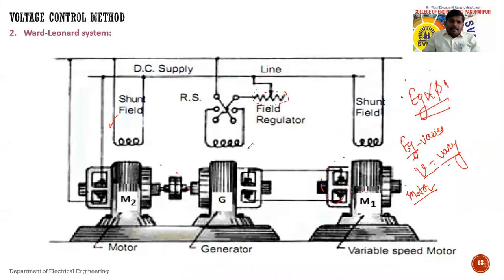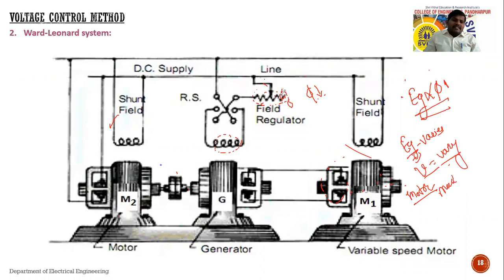Now see, if this field regulator has a zero value, that means line current is provided to the field winding with no resistance. In that situation the flux is maximum. If the flux is maximum, the induced EMF is maximum. If the induced EMF is maximum, the speed obtained by this DC shunt motor is maximum.